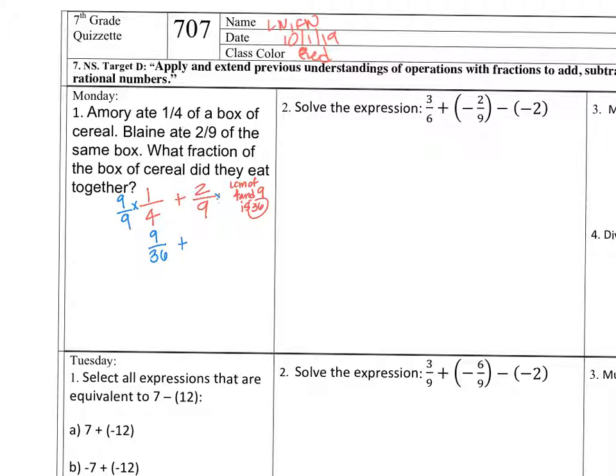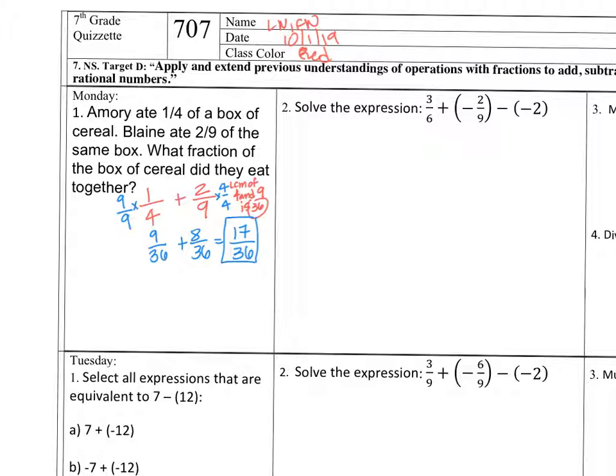Plus, and now we have to multiply 2/9 to get you a denominator of 36. 9 times what is 36? And that's 4. So that turns into 8/36. Now you can add them, and that's 17 over 36. That is what's left. And you would reduce it, but you can't reduce this. It's actually in its simplest form.